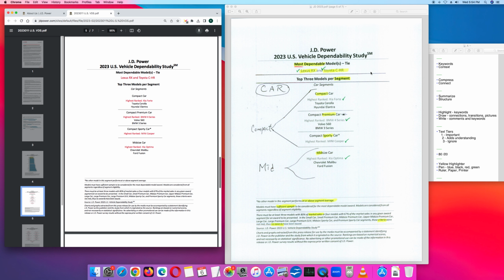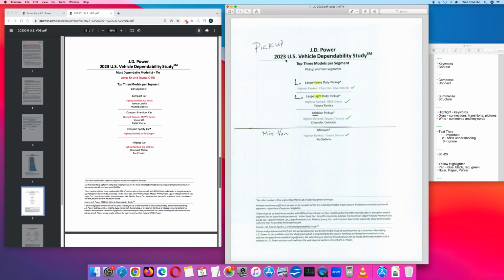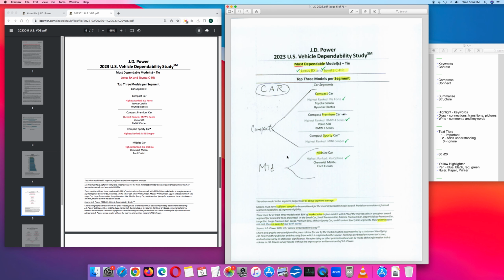Now what they did was, looking at all the different models, they broke it down into different segments and categories. So what we have here in the middle part of this page is cars. Page 6, SUVs. Page 3, pickups and minivans. So see how I did the structure here? So going back to page 5, looking at cars, it actually took me a while to figure out how they organized it.